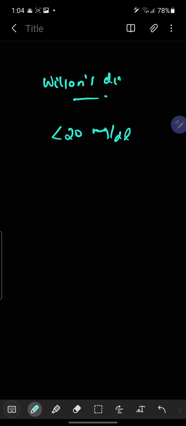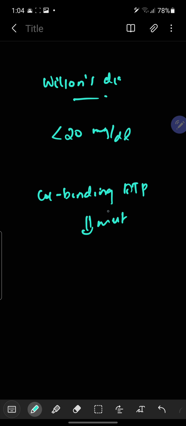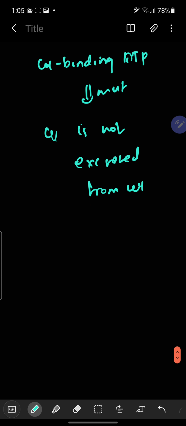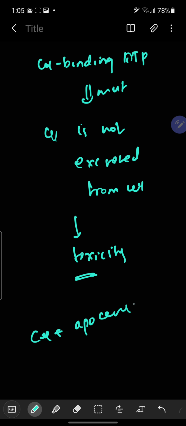So the genetic mutation is in the gene which produces the copper binding ATPase. Due to this mutation, the copper is not excreted from cells. Hence, it will lead to copper toxicity. The concentration of copper will increase and it will lead to copper toxicity. So, when the copper content is increased in liver cells, the copper which must bind with the apoceruloplasmin will not do so. This binding will not occur when there is copper toxicity. So the ceruloplasmin level in blood will be decreased. Okay.